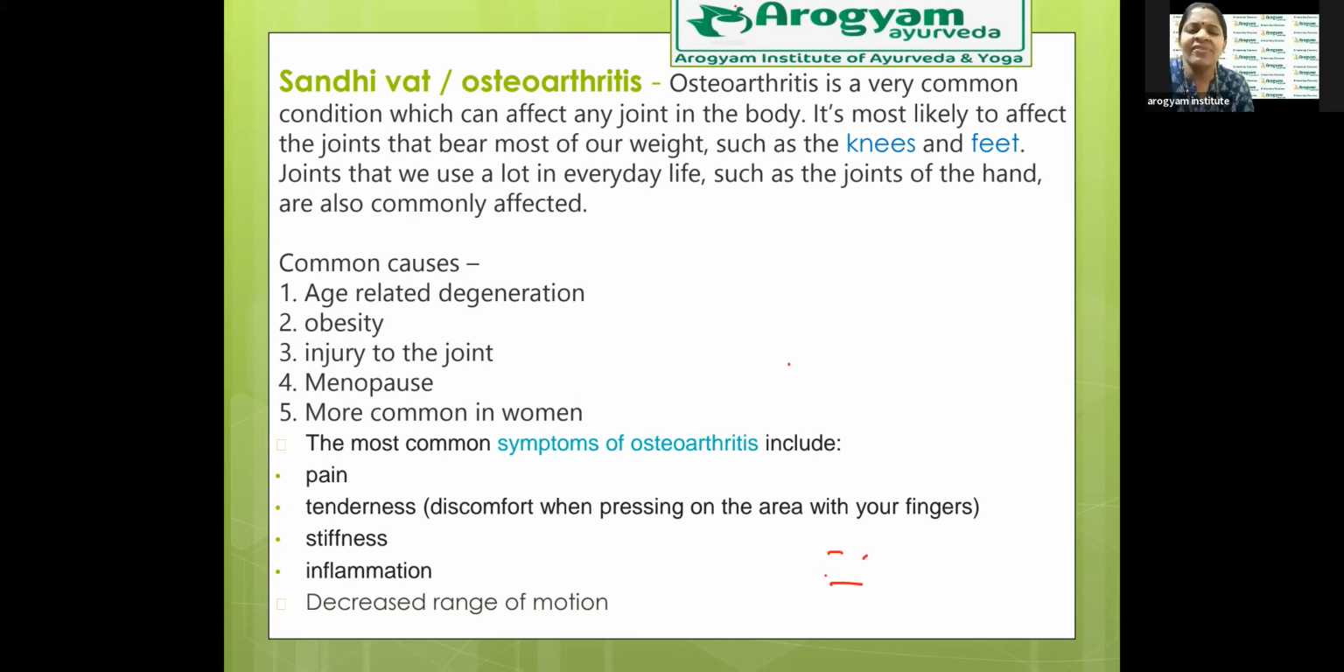It's most likely to affect the joints that bear most of our weight, and which is that? Yes, it is the knee joint and also feet to some extent. Joints that we use a lot in everyday life, such as joints of the hand, are also commonly affected. जो लोग अपने हाथ से ज्यादा काम करते हैं, so they also may suffer from this osteoarthritis. Common causes are age-related degeneration, obesity, injury to the joint, menopause. More common in women.